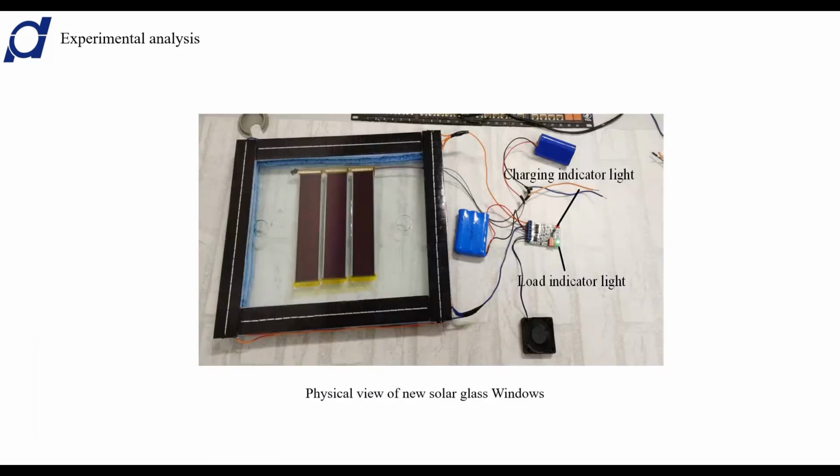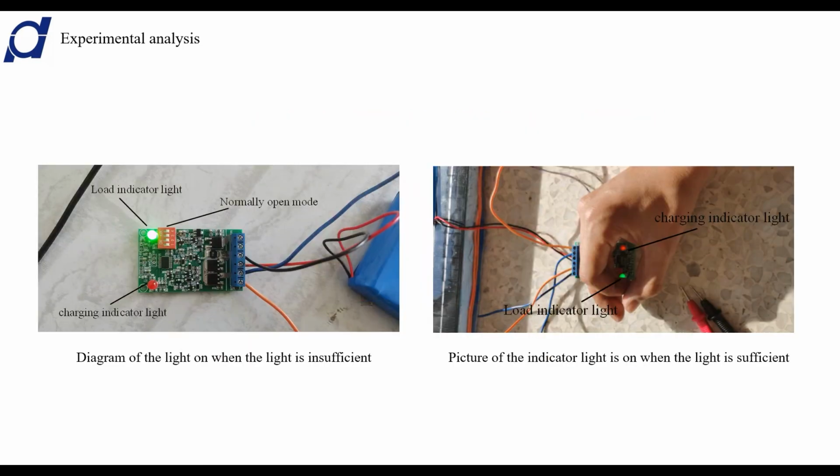The next part is the experimental analysis part. The picture below is a physical picture of the new solar glass window. The picture on the left shows the indicator light of the solar controller lit when the light is insufficient. The solar controller selects the normally open mode. At this time, the charging indicator light is off, but the load indicator light is on, and the battery supplies power for the small fans.